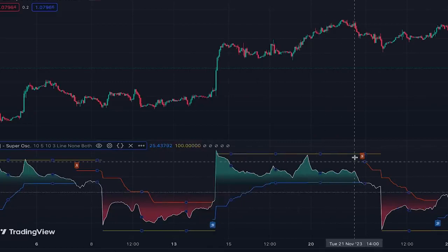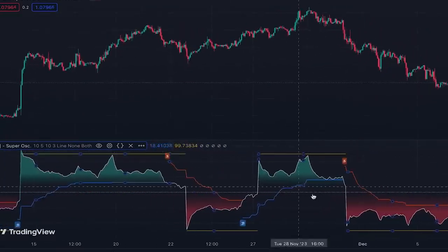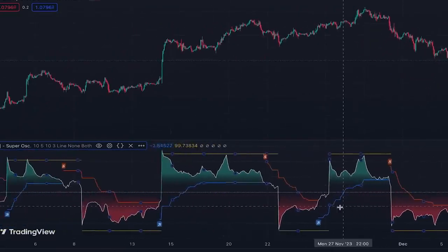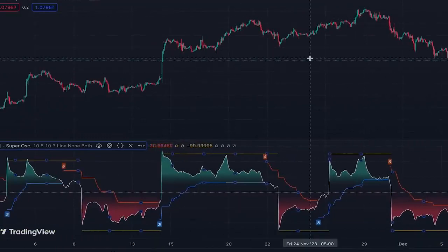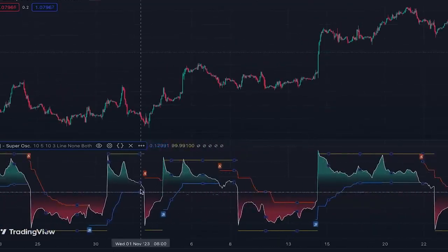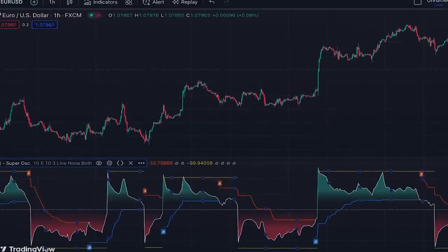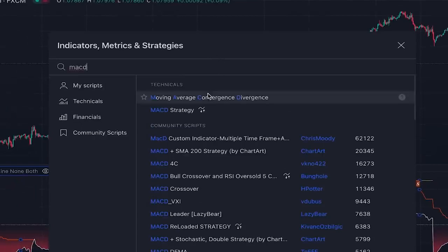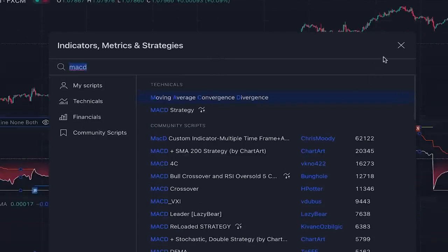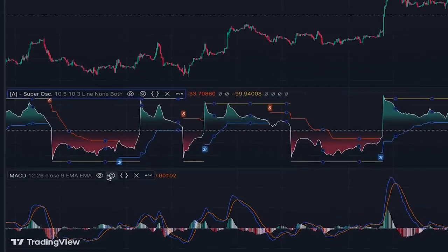Alright, now let me teach you a trading strategy based on this indicator. As you can see, some of these signals are very good and we have large movements of the price after them, but some others are not good and we need to filter them. For this purpose here, we click on indicators and we search MACD. This one, moving average convergence divergence, and we need to change the settings of the MACD indicator.